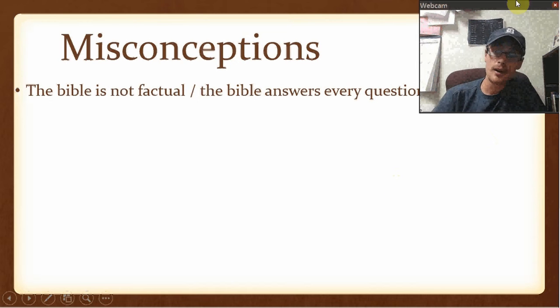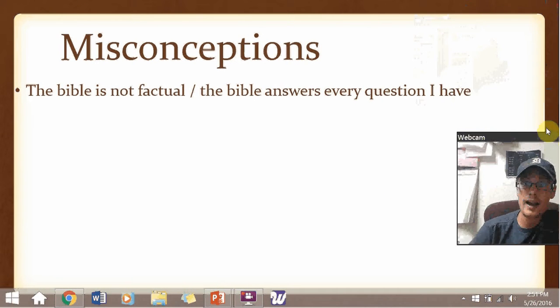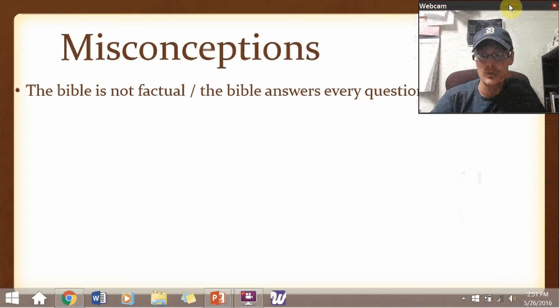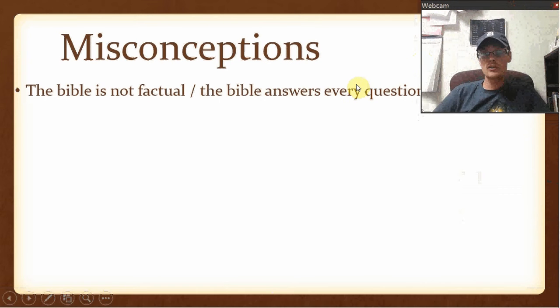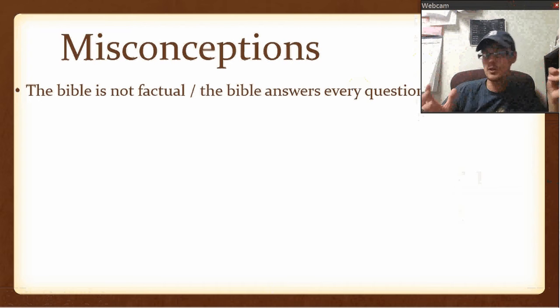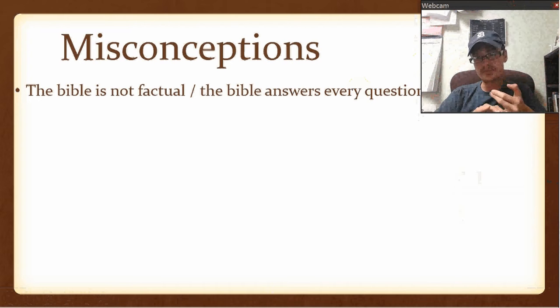So, the Bible answers every question I have. This is also not true. The Bible does not answer every question we have. The Bible answers what God wanted us to know. It's not going to necessarily tell you how old the earth is. It's not going to tell you that because it wasn't concerned with that. It was concerned with teaching people about God. It's not going to answer your questions about evolution.